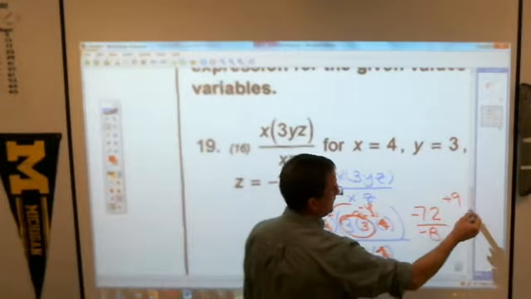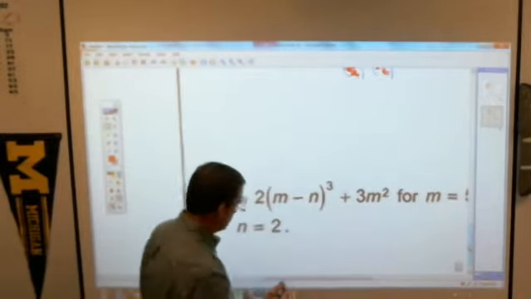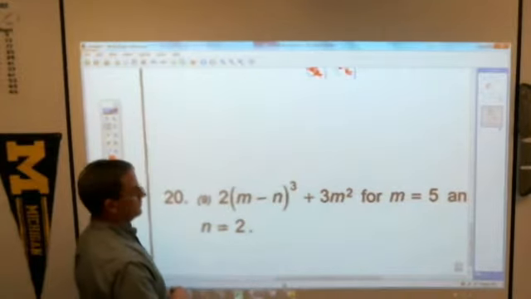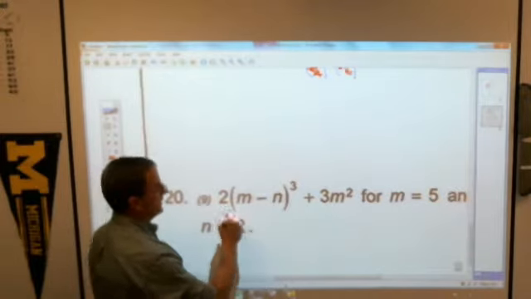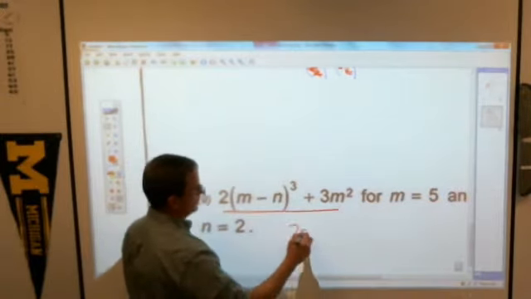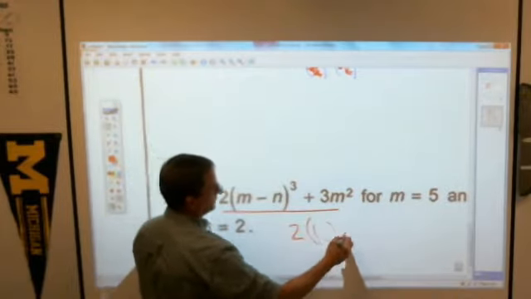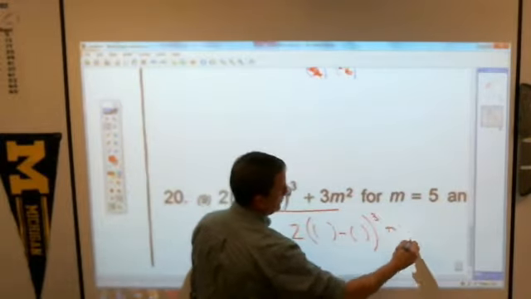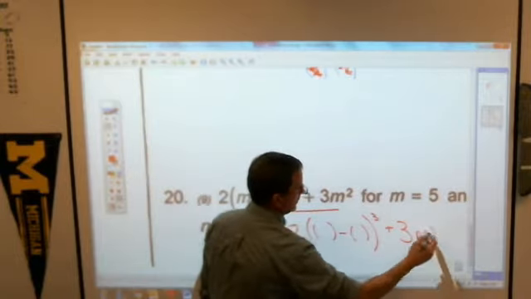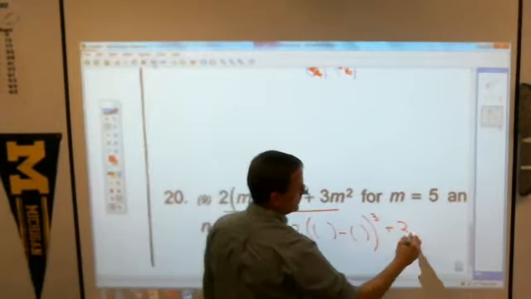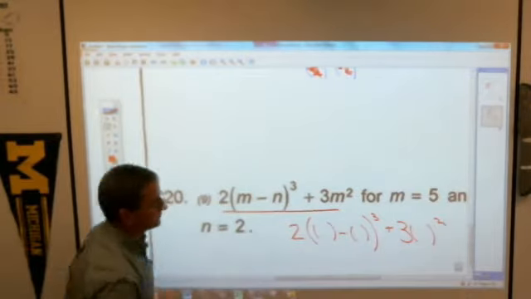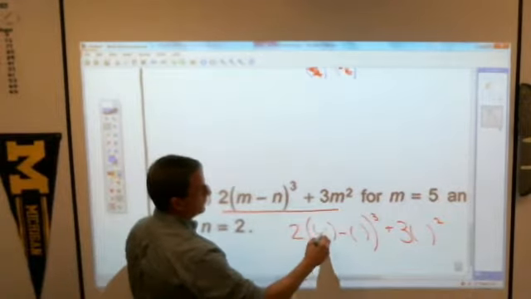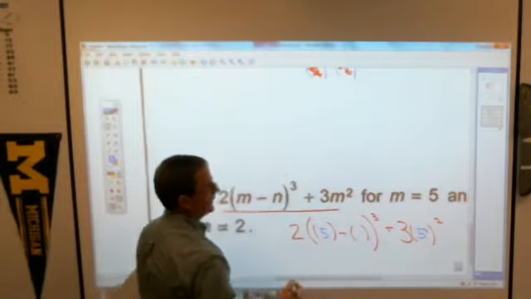And then on the second one, it's really the same thing, except there are some addition and subtraction stuff in this. You gotta be a little careful with this. Did I get it all in there? Or am I still missing something? But the same thing is true for this. You need to take this and rewrite it with parentheses. 2 parenthesis m minus n parenthesis cubed plus 3m, sorry, let's put parentheses there. 3m squared. Always my starting point. M is 5, and n is 2.